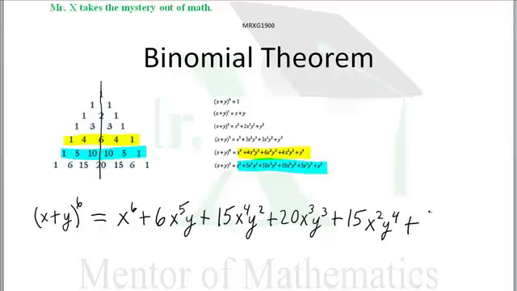Could you get the last 2 terms by yourself? Do you see the pattern? And one more term. Binomial expansion from the binomial theorem.